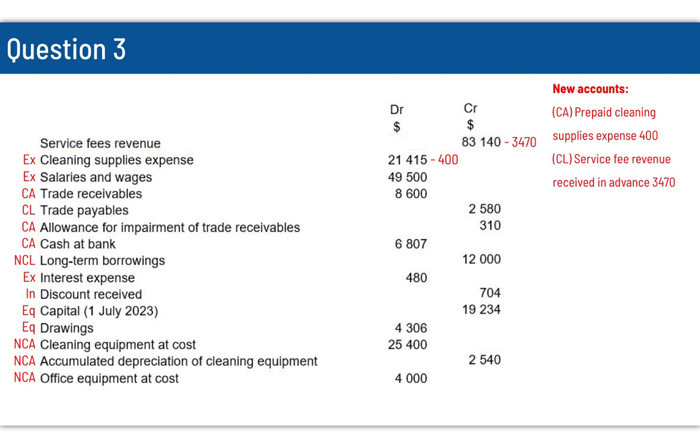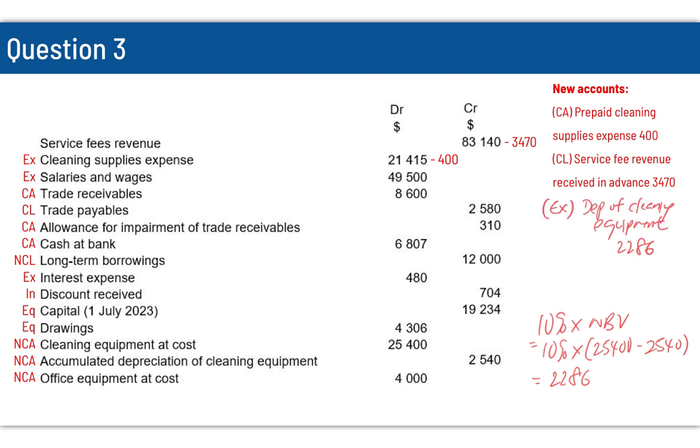Next, we are going to depreciate 10% using the reducing balance method. So the cleaning equipment net book value is actually 25,400 minus 2,540 to get the net book value. Then you times 10% to give you the depreciation expense. Take this amount and add it into the accumulated depreciation.